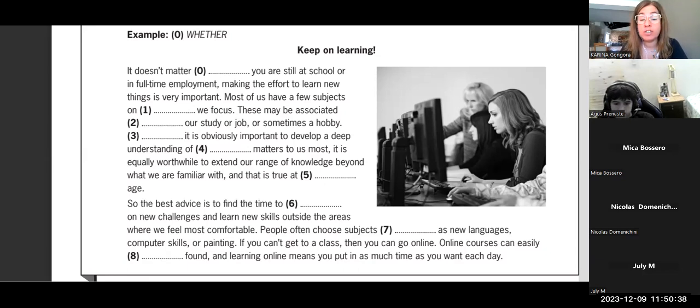People often choose subjects such. Very good. When we enumerate, we say such as new languages, computer skills, or painting. If you can't get to a class, then you can go online. Online courses can easily be found, very good, and learning online means you put in as much time as you want each day. Very good, people.